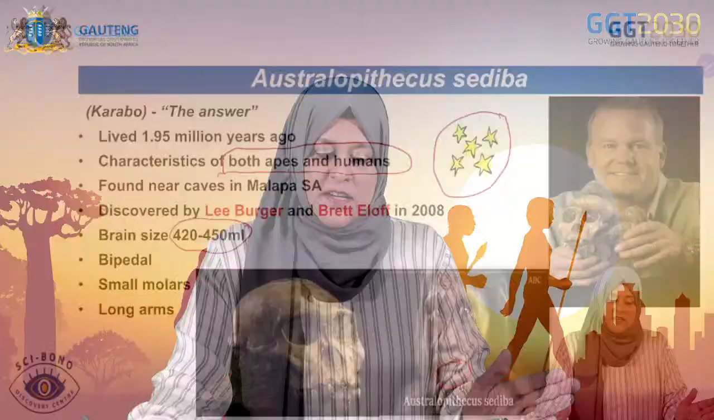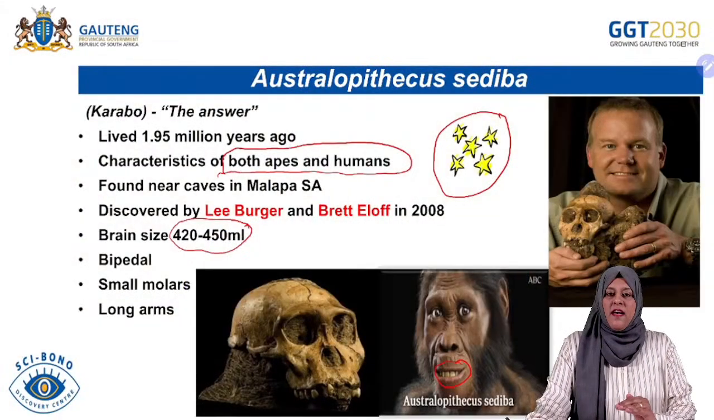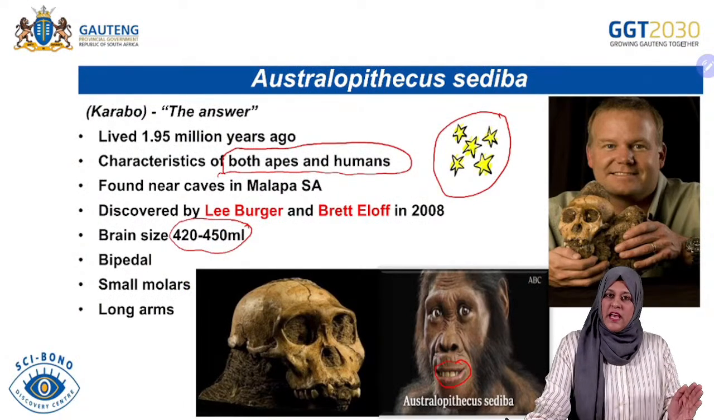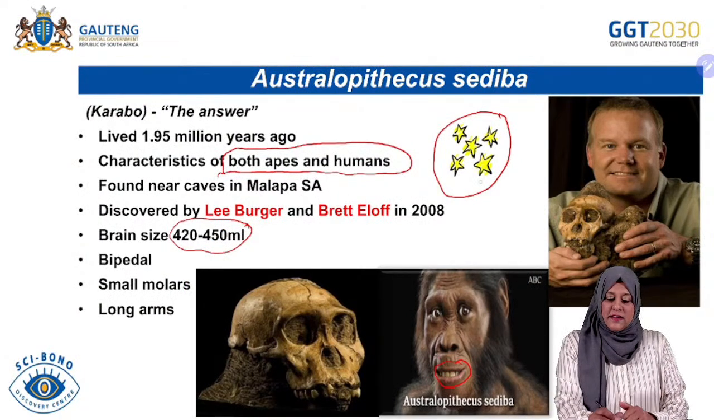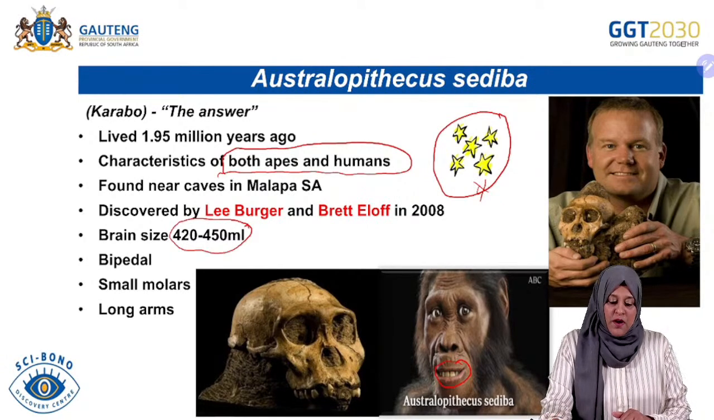Sorry about that. I was telling you about Australopithecus sediba, and I said that the nickname is Karabo, which means the answer, because it's a transitional fossil that has characteristics of both the apes and the humans. And I remember it has the star here. Therefore, this is a fossil you must know about, right?